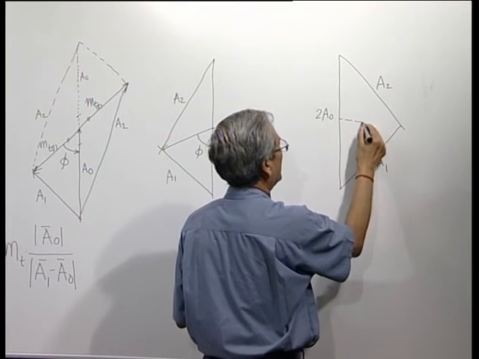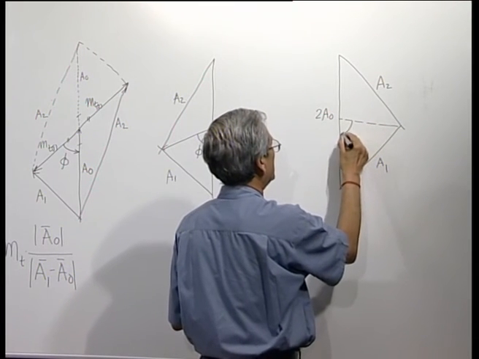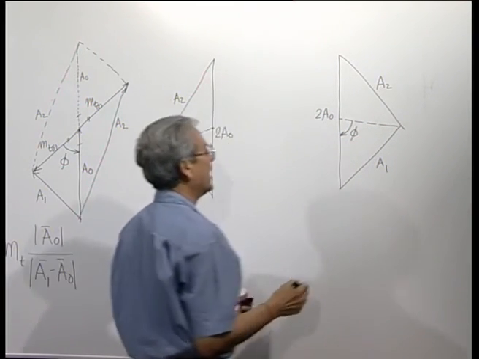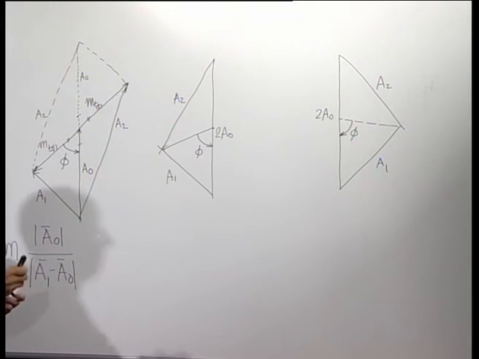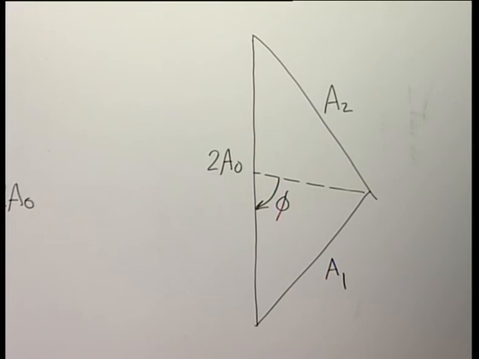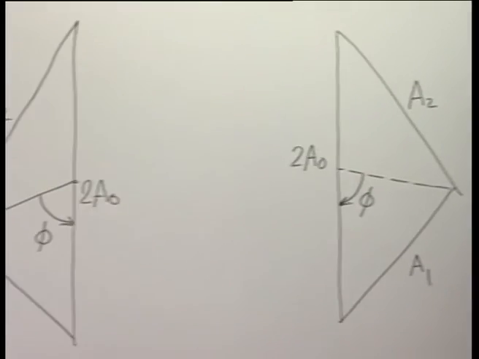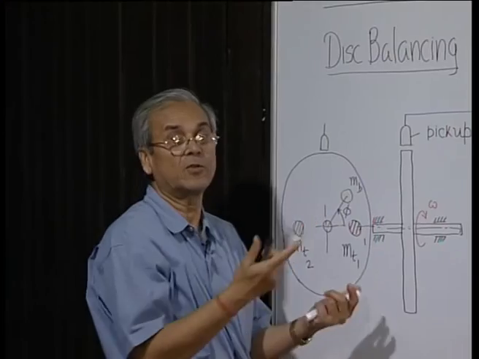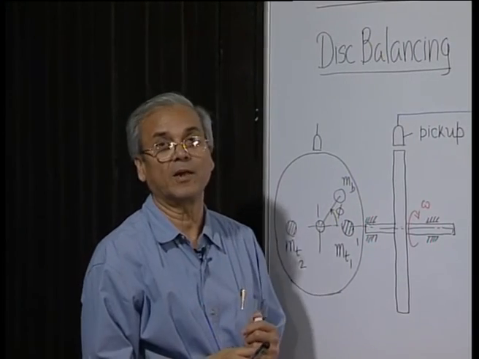Then the same angle phi, which I will get here, indicates that the location of the balancing mass will be at an angle phi, but in the clockwise direction. So, there are two possibilities. Which is the correct one?